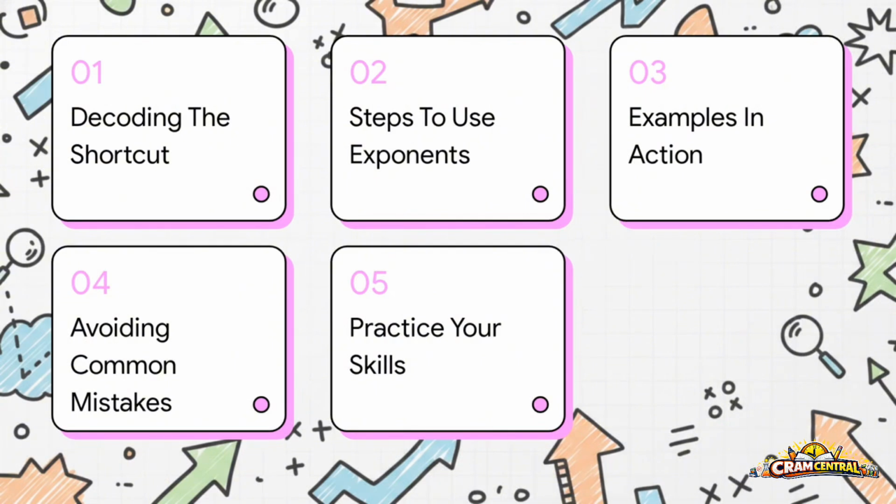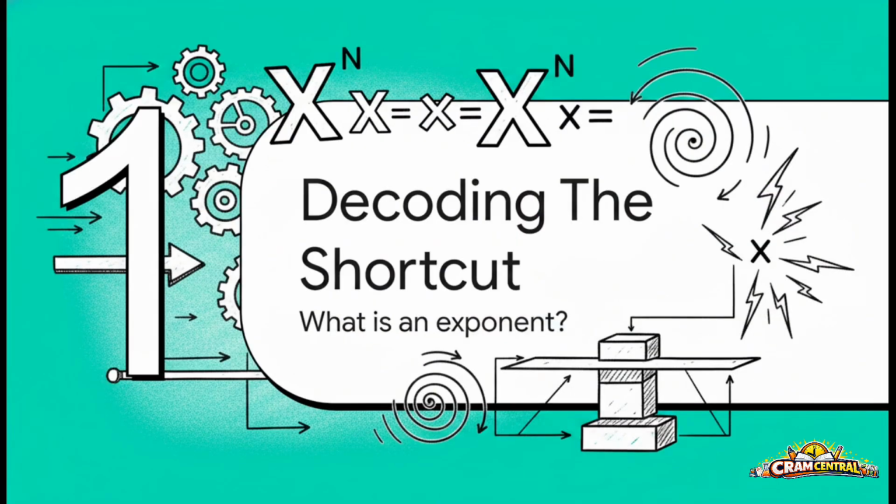We've got a lot of ground to cover today. We'll start by decoding the exponent shortcut, then look at the exact steps to use them. After that, we'll walk through some real examples in action, point out a few common mistakes to avoid, and finally, put your new skills to the test with some practice. So, kicking things off with part 1, decoding the exponent shortcut.